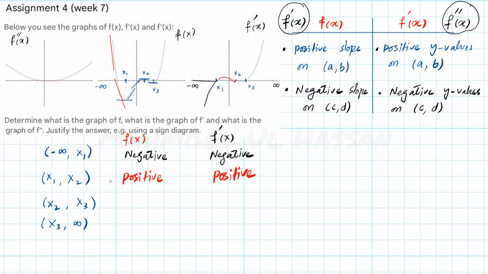Okay, now from x2 to x3. So from x2 to x3, you can see that the slope is again negative. The slope is again negative, and on the derivative of the function graph you can see here the values of y are negative again.